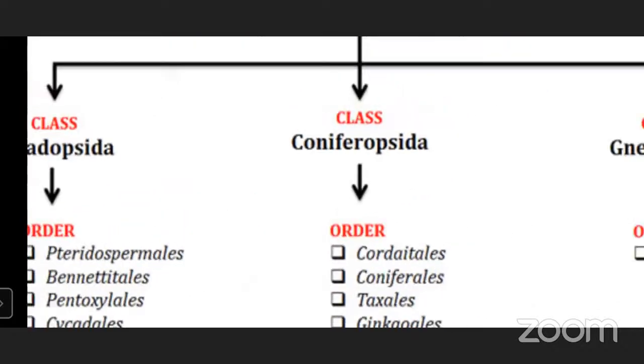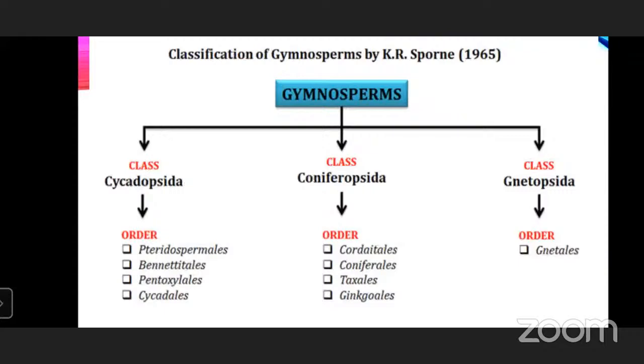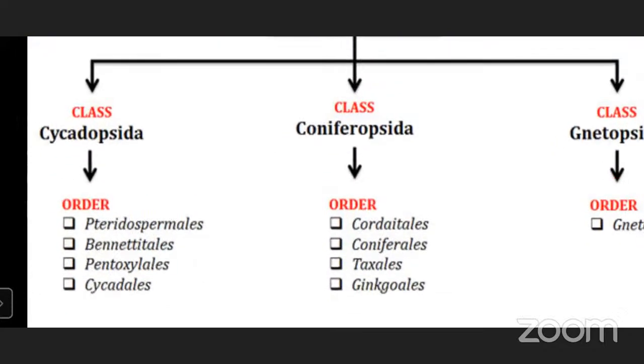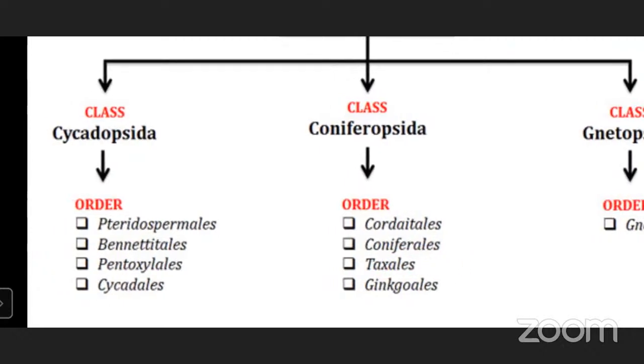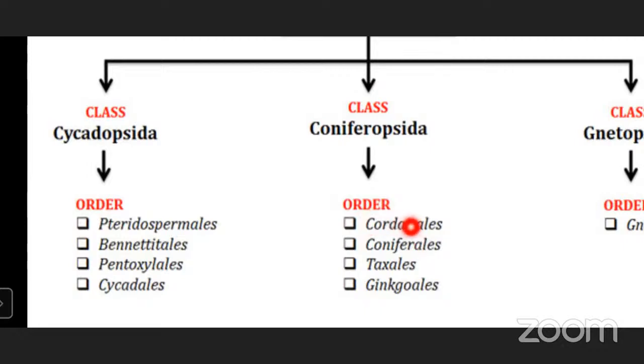Next, second class, that is Coniferopsida. Class Coniferopsida is divided into four orders. The first order is Cordaitales. Second order, Coniferales. Third order, Taxales. And fourth order, Ginkgoales. Okay. Once again, I repeat these orders. Class Coniferopsida consists of four orders. They are Cordaitales, Coniferales, Taxales, and Ginkgoales.